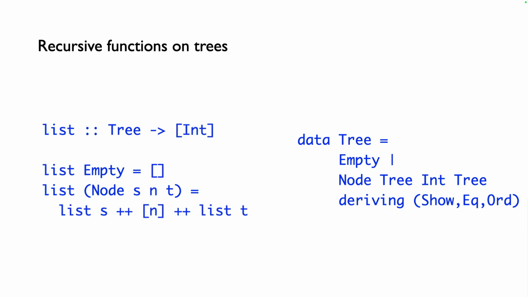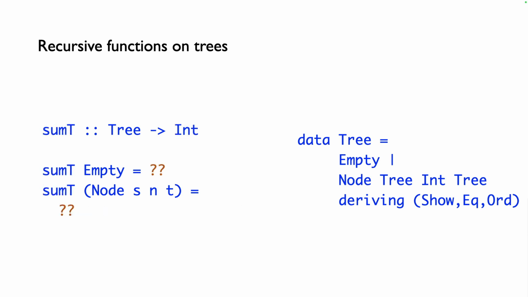Here's another example. This is a function that takes a tree and flattens it out into a list of integers. So if we have an empty tree, then that turns into an empty list. If we have a node with left subtree S, value n, and right subtree T, what do we do? We form a list of the things from S, then we stick the element n, and then we have the list of things from subtree T. And you can see there that in defining list applied to node, we've used recursively both the value on the left and the value on the right, as well as the value n.